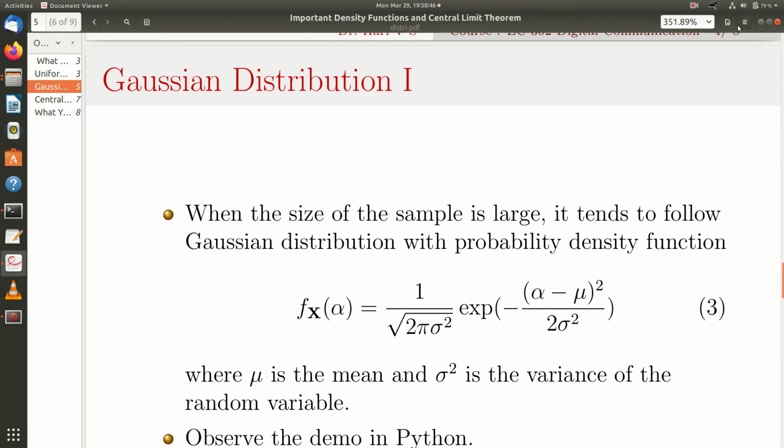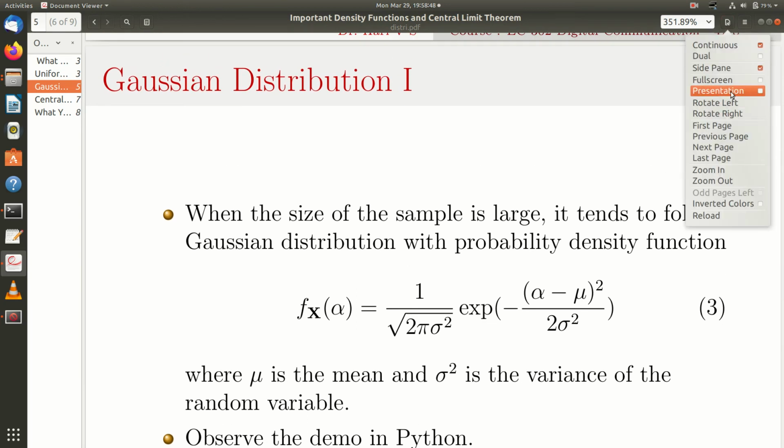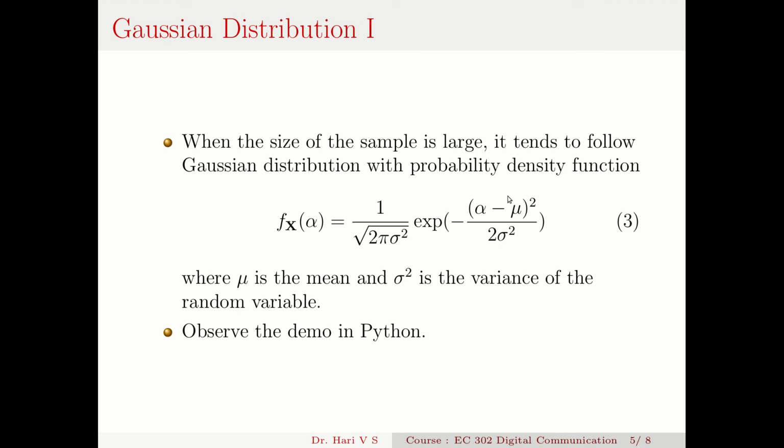Now another distribution of great importance is the Gaussian distribution or normal distribution. Whenever we have a large sample size, the statistics tends to be Gaussian. So the Gaussian PDF f_X(alpha) is equal to 1 by root 2 pi sigma square e raised to minus alpha minus mu whole square by 2 sigma square, where alpha is my variable, mu is the mean.